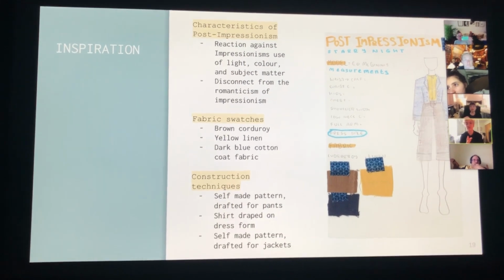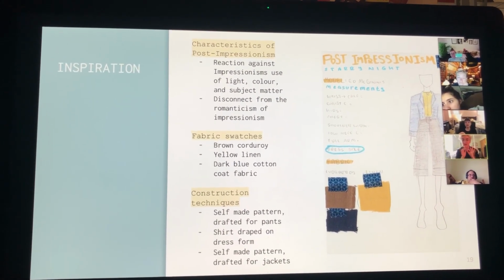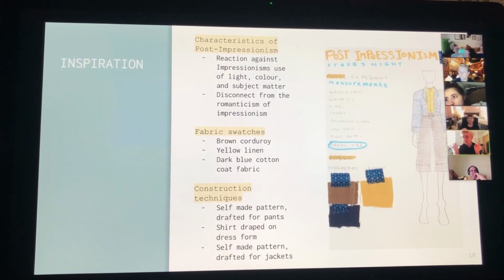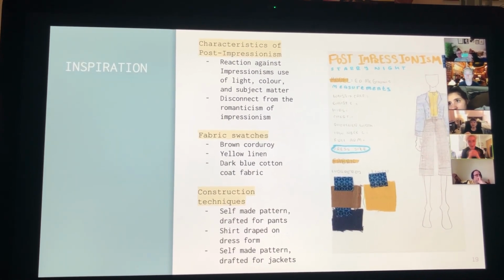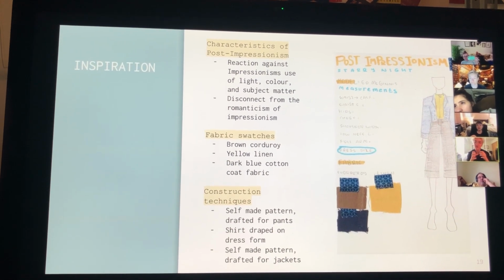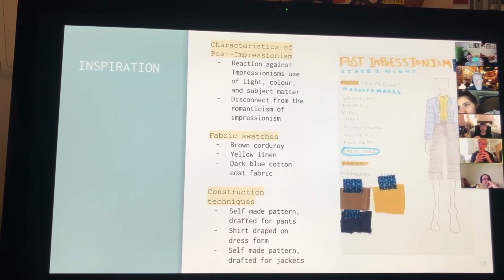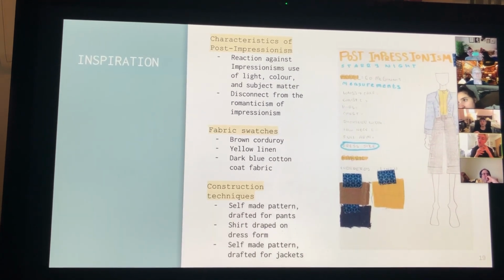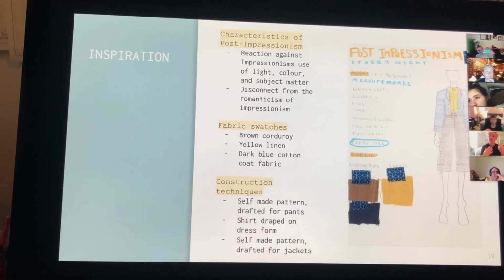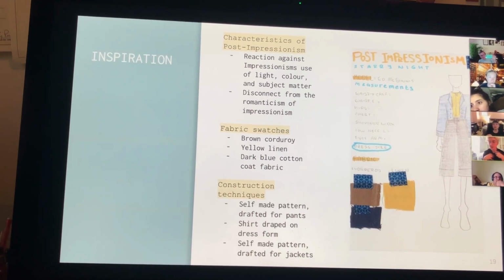So Impressionism used a lot of light, color, you know, the subject matter, everything. The Post-Impressionists were like, we want to do something completely different. We're going to do this instead. So I wanted to be inspired by the art history period and use a lot more tough, like workwear kind of fabric. So I used corduroy and linen, and I know that's cut off on the swatch, but I used a dark blue cotton thick coating fabric.